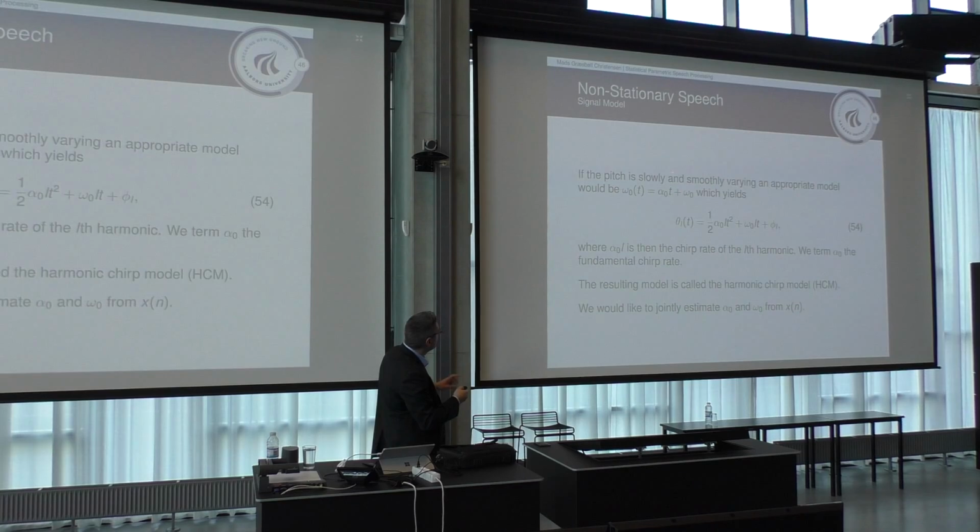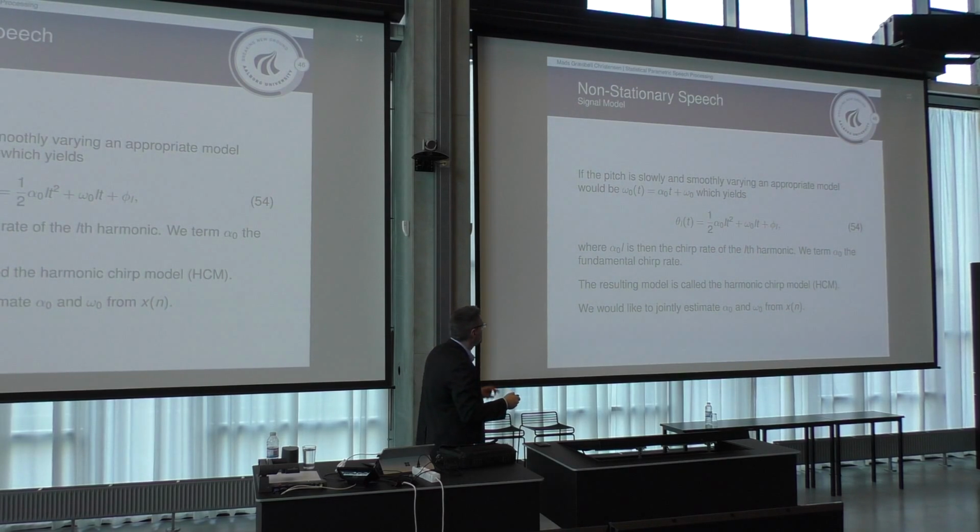If the pitch is slowly and smoothly varying, then an appropriate model would be this kind of linear model of the fundamental frequency. So we say that there's a fundamental frequency, and then the fundamental frequency changes with alpha 0 times t as time progresses. And then this yields this instantaneous phase model here, which is a second-order polynomial model. This alpha 0 is what we call the fundamental chirp rate, and this model we call the harmonic chirp model. What we'd like to do is jointly estimate alpha 0 and omega 0 from x of n. And then we want to see if the pitch estimates we get from this are better than the ones we got with the harmonic model.